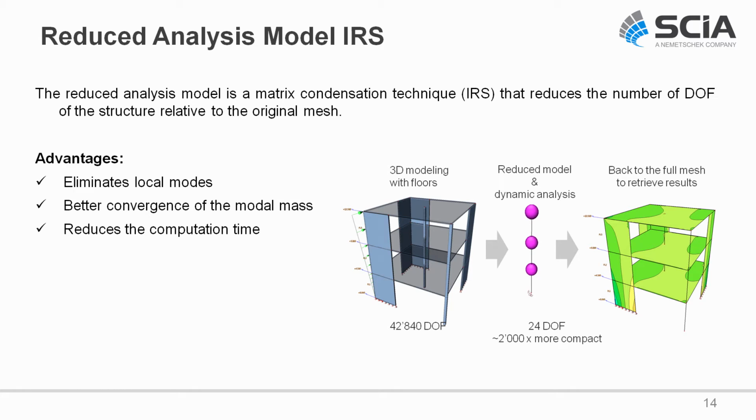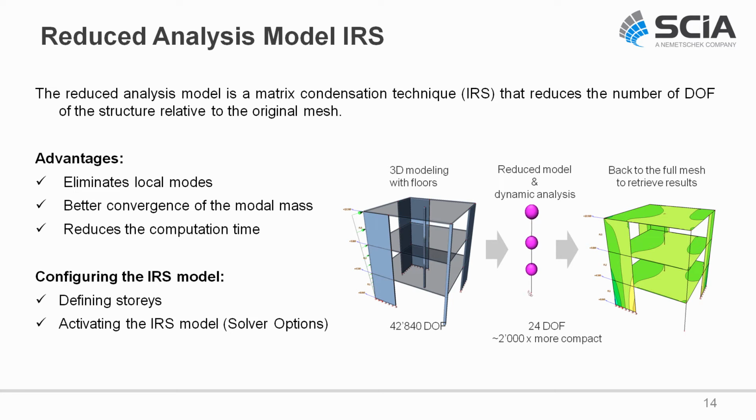What are the advantages of the IRS method? The advantages are: 1. Local modes in all structure elements are implicitly removed due to the elimination of unwanted degrees of freedom. 2. We have better convergence of the modal mass. And 3. the computation time is reduced due to the drastic reduction of the number of degrees of freedom. In order to use the IRS model, it's very simple. The user has to define stories and activate the IRS model in the solver settings.